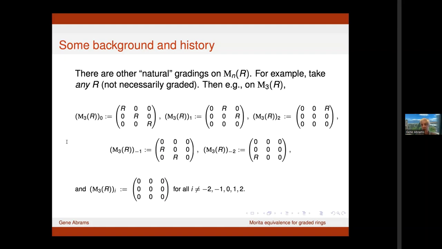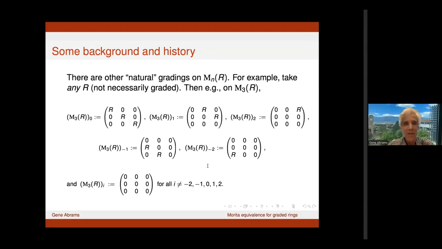And here it is. I've simply written down a way of decomposing the 3x3 matrices in such a way that, well, the components multiply together correctly. So let me continue then. The idea simply is that if you give me some ring, graded or not, I can take a matrix ring and somehow use the matrix ring structure to produce a grading on the matrix ring.